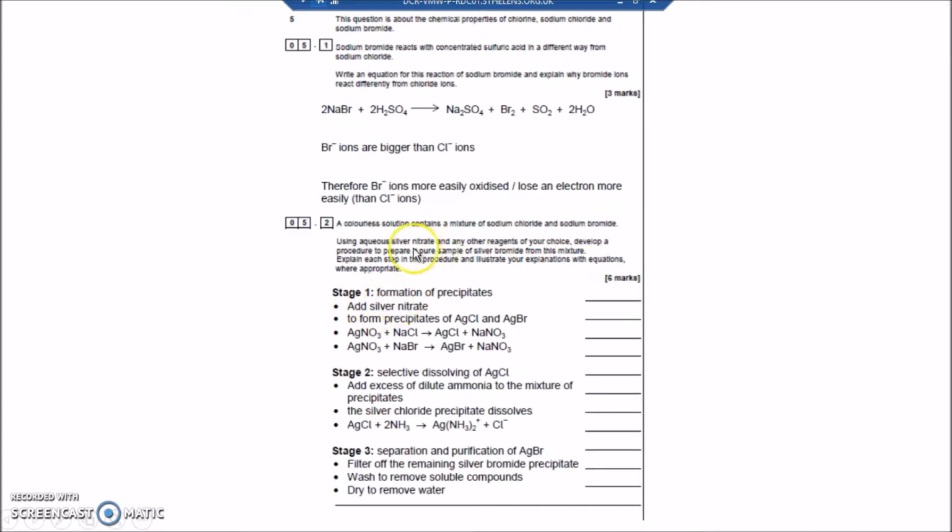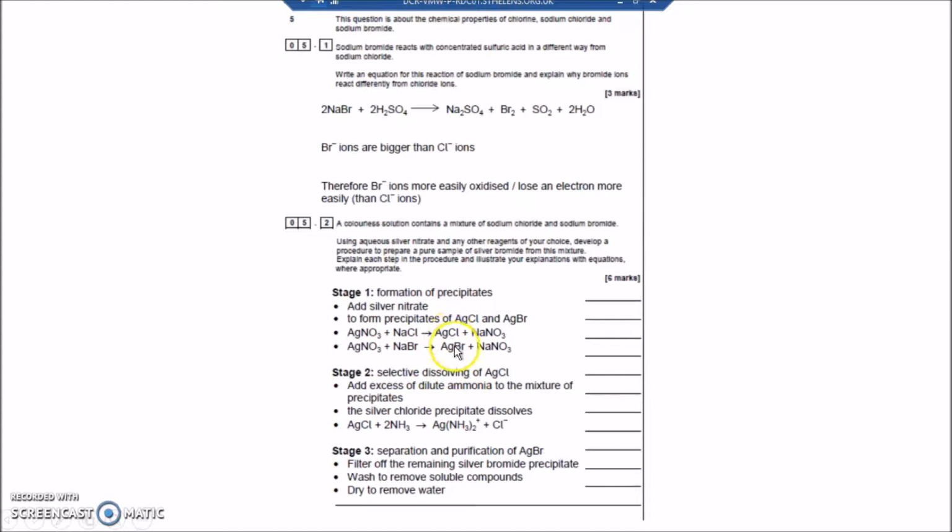So the first thing is to add the silver nitrate. You add the silver nitrate to the mixture, and it's going to make two precipitates. It will make silver chloride and silver bromide. Silver chloride is a white precipitate, and silver bromide is a cream precipitate. And you can write the two equations to support that as well. AgNO3 is silver nitrate, plus NaCl makes AgCl and NaNO3, sodium nitrate. Silver nitrate and NaBr, sodium bromide, makes silver bromide and NaNO3, sodium nitrate again.